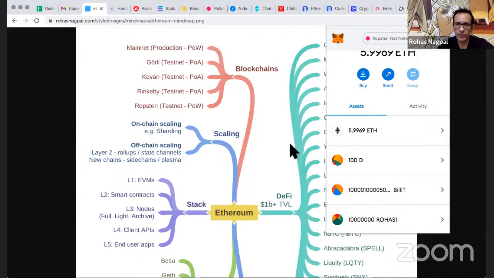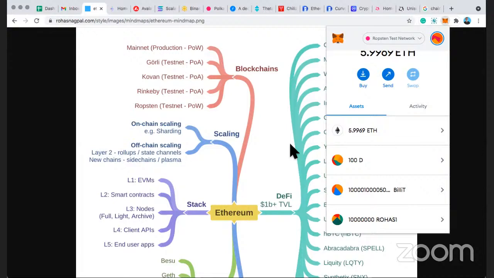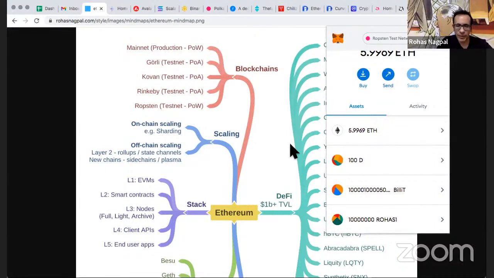Yeah, Pratik, you have a question? Yes, Rohas. So you mentioned Ethereum is a protocol. So what would be the Bitcoin equivalent of that? Bitcoin is also used for multiple things. You remember when we set up multi-chain, I told you that there are two protocols which can be set up, one called multi-chain, one called Bitcoin.